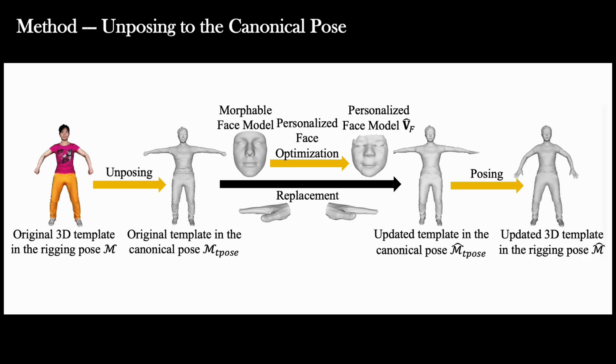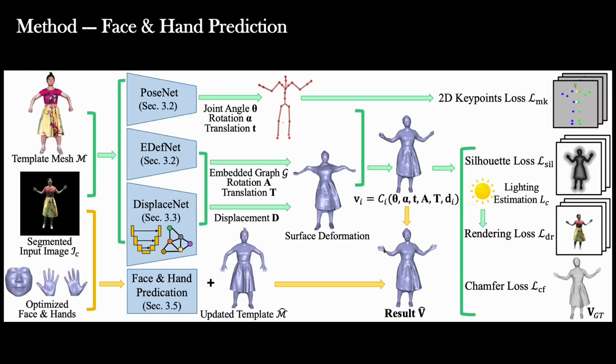In the end, we repose the template to get the updated template mesh in the rigging pose. The skinning weights of the closest template vertices are copied to the hand and face model vertices. Given the input image, a dedicated network then predicts the parameters for face and hand models. Combined with the posed and deformed human body, we get the final reconstruction result.